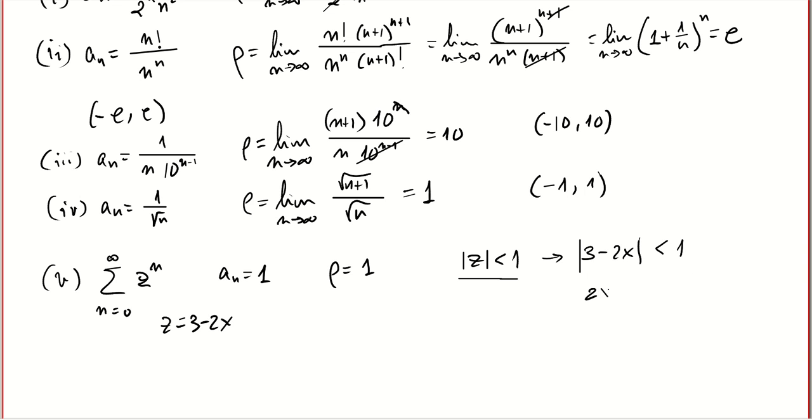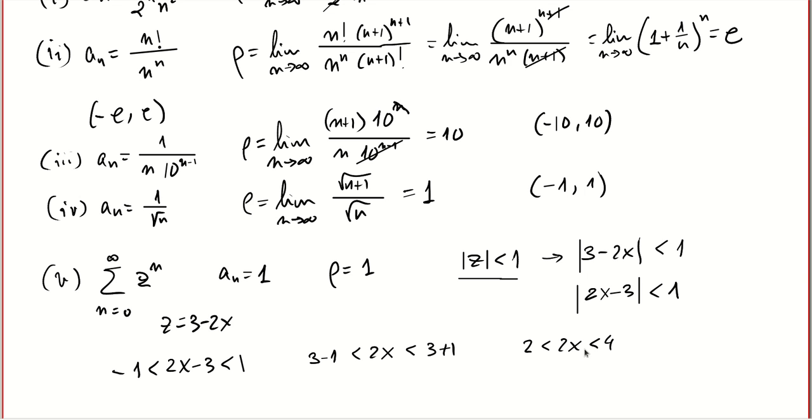But I can write this, or I can write this. Both are the same, because we're taking the absolute value, so it doesn't matter the sign of this expression, right? So let me choose this one. And this one, of course, corresponds to these two inequalities. If I add 3 to the whole expression, I have 3 minus 1 here, smaller than 2x, smaller than 3 plus 1. So 2 is smaller than 2x, which is smaller than 4. And if I divide this, then I get 1 smaller than x smaller than 2. So the interval of absolute convergence here is 1, 2. It's not a symmetric interval, of course, because the argument of the series is not x, it is 3 minus 2x, right?